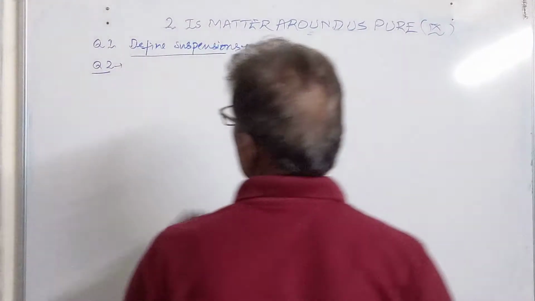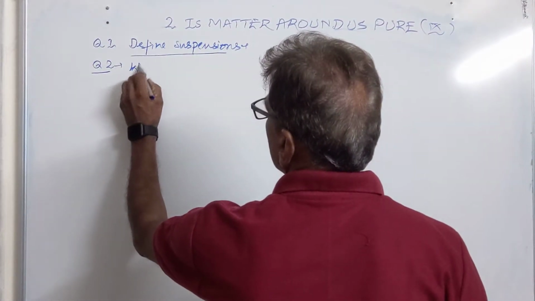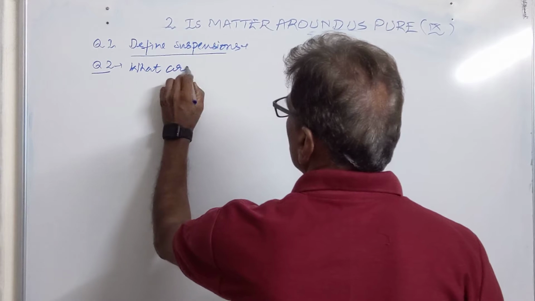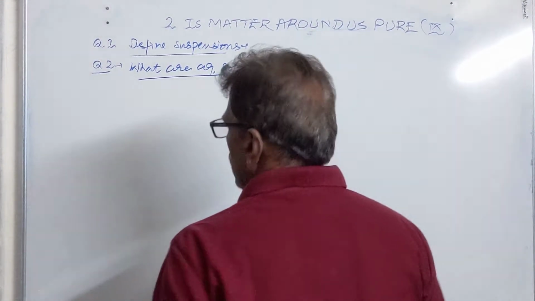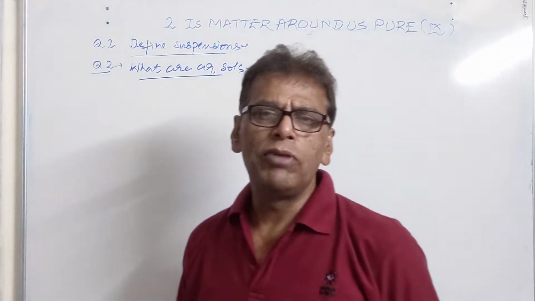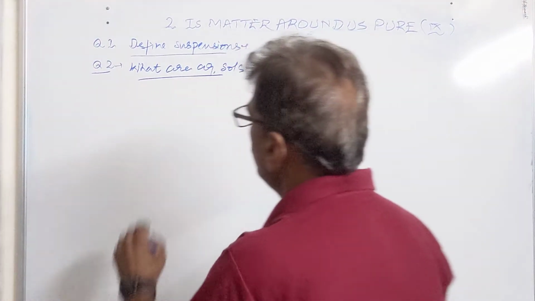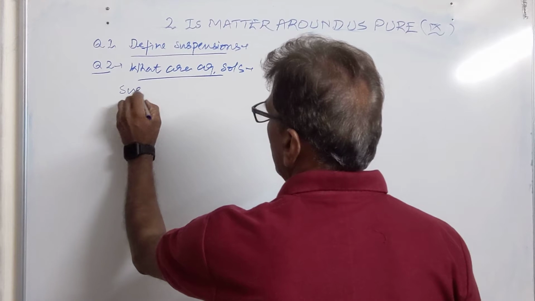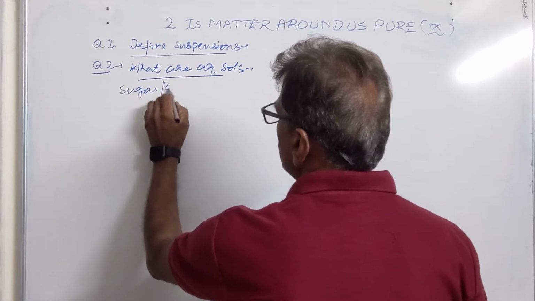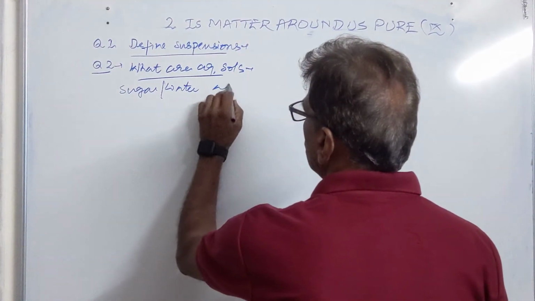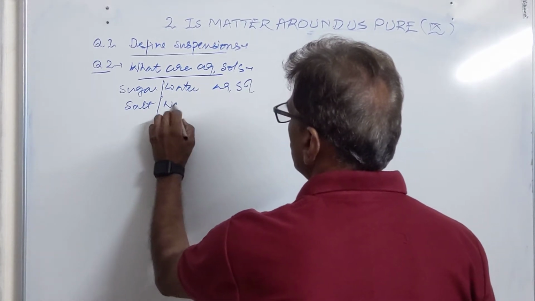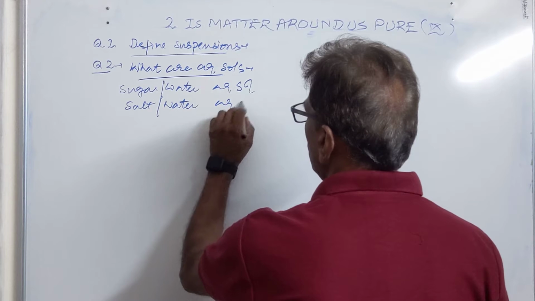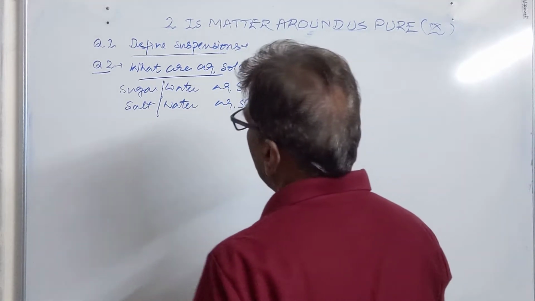Then we have the next question, what are aqueous solutions? The solutions which are prepared in water are called aqueous solutions. For example, we have a sugar water solution. This is an aqueous solution. A salt water solution is also an aqueous solution. So these are aqueous solutions.